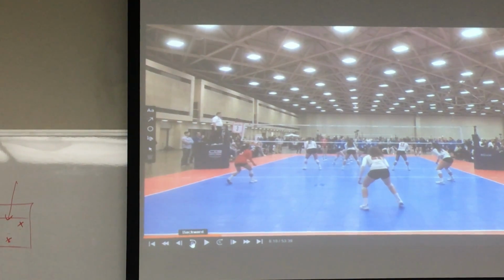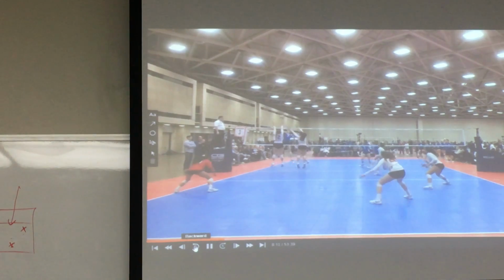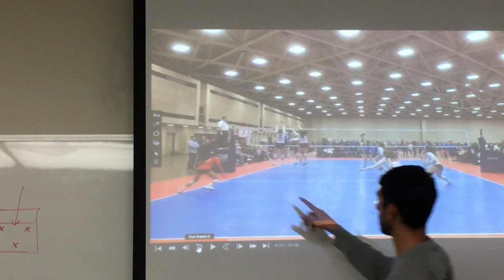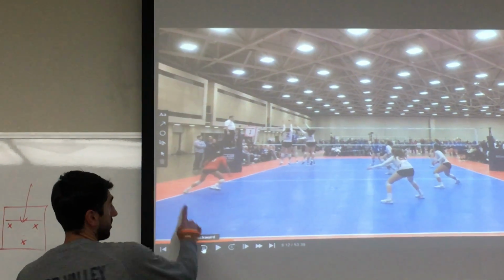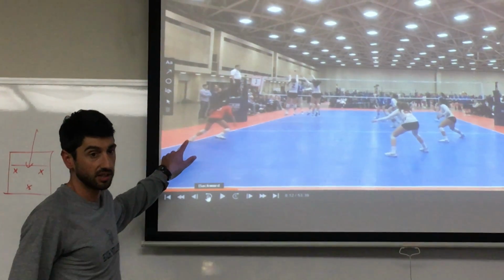From right here. Ready? One, two, three. Right? So what she did was she went from this position, she went back to this position. Right? Why do you think that is?